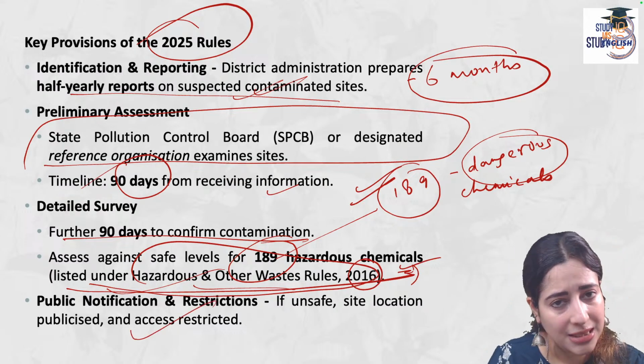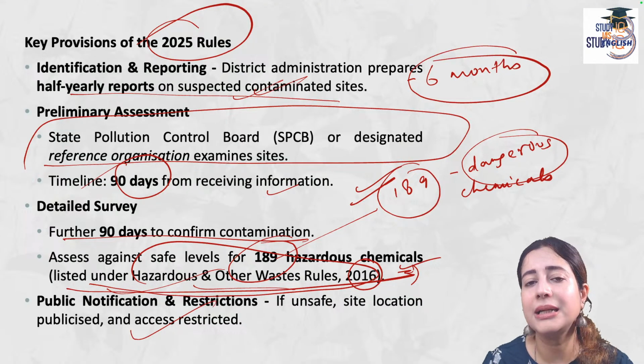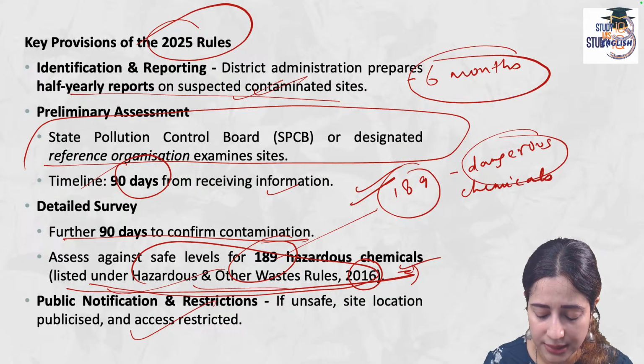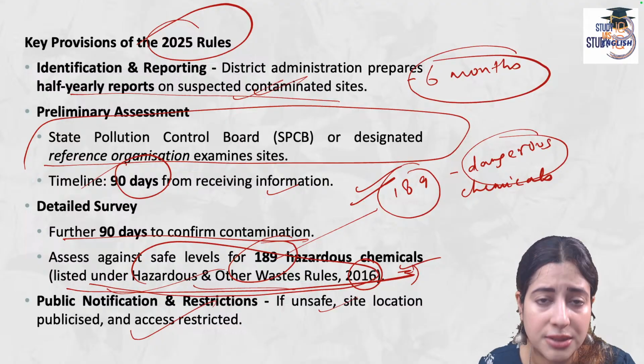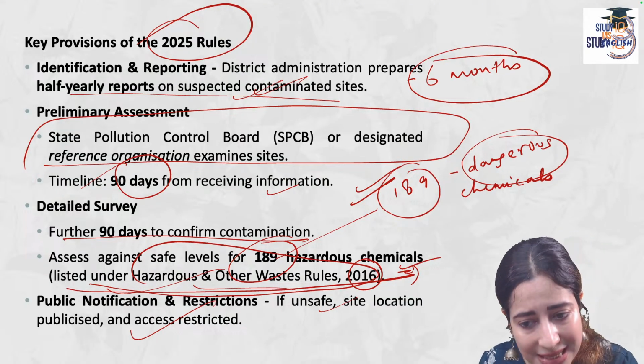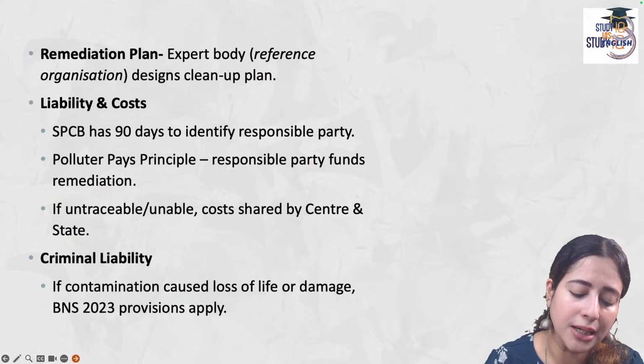Last but not the least, if the site is found unsafe even today, people will be immediately told to leave that area, to not enter that area. Advertisements will be published so that people take preventive actions, whatever is possible. So yes, we need all these rules in 2025. That's what the article says.